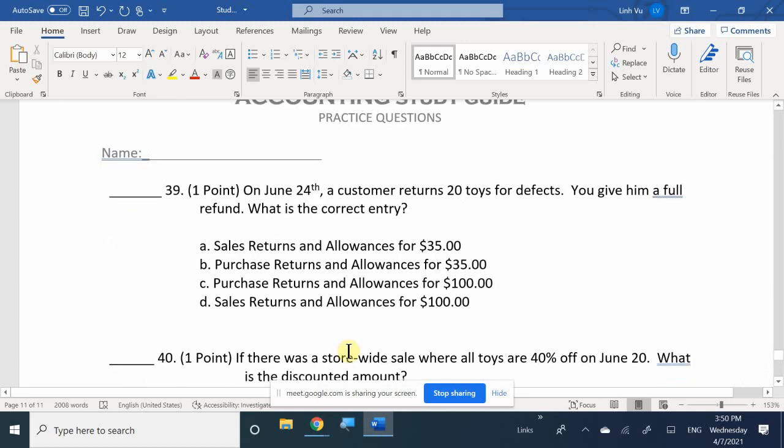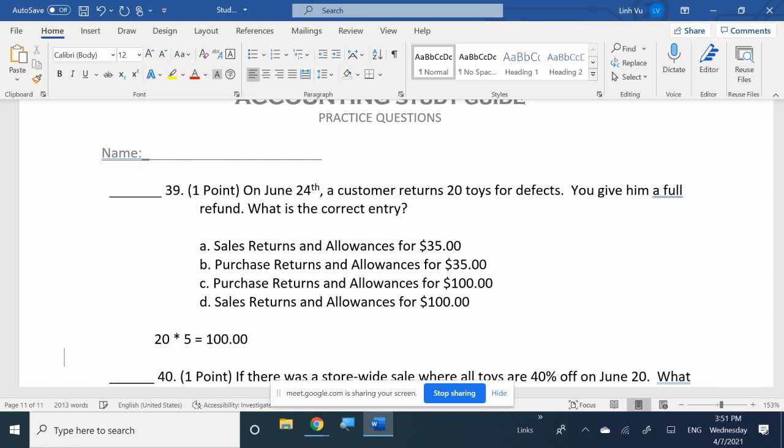So if we're getting a return of 20 toys times 5, which, right, Felipe, you said was $100, and because we are doing a sales returns and allowances, it is D for the $100. Sales returns and allowances, because we sold something and a customer decides to return it for this amount. Make sure you don't confuse the cost per item versus the selling price. You have to look at who the person is that you're dealing with. In this case, I'm dealing with the customer. The customer's returning to me. So what did I sell them for? I sold it for $5 each.